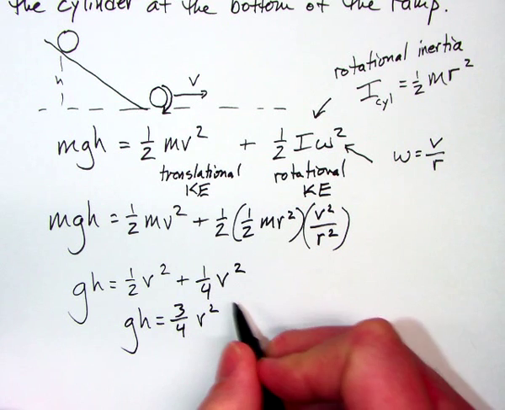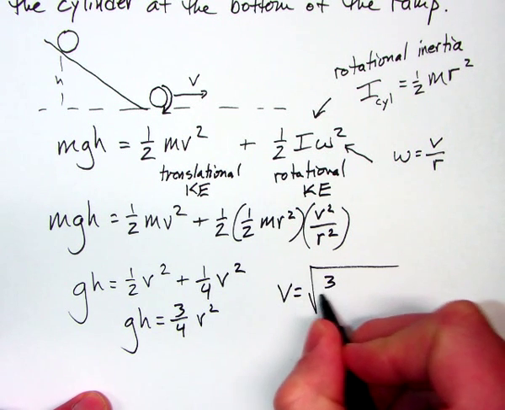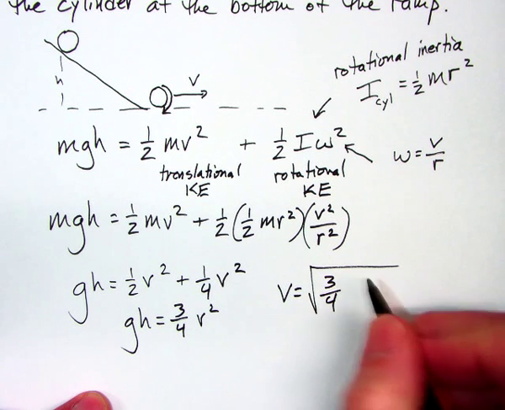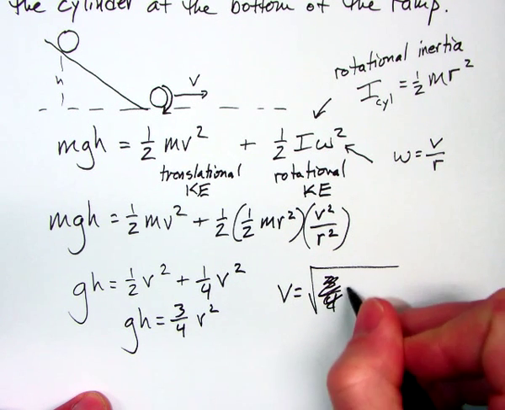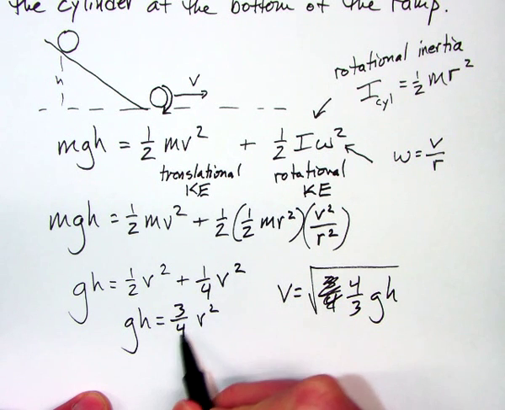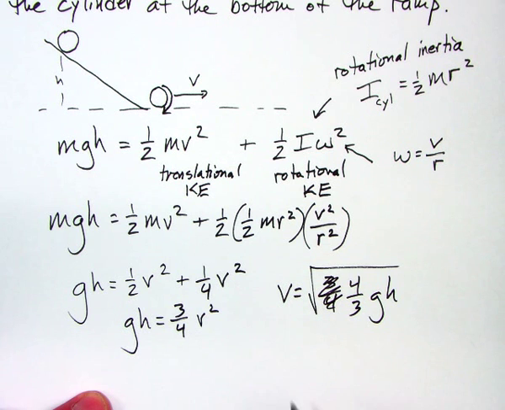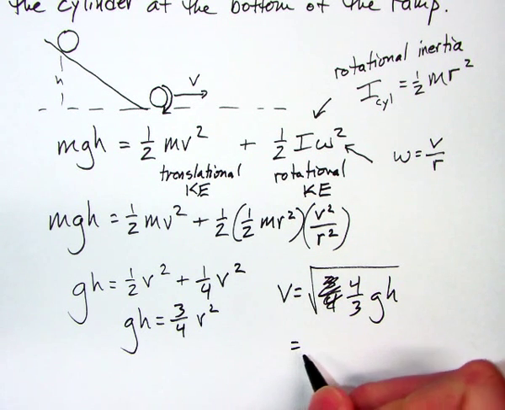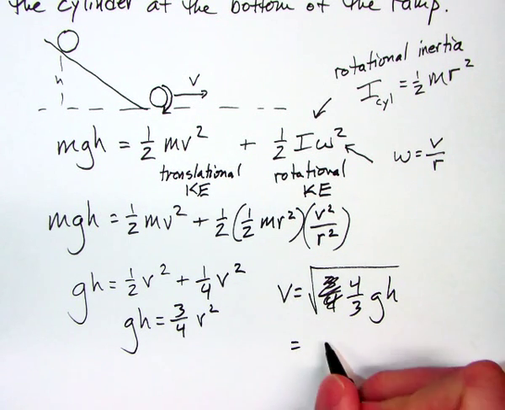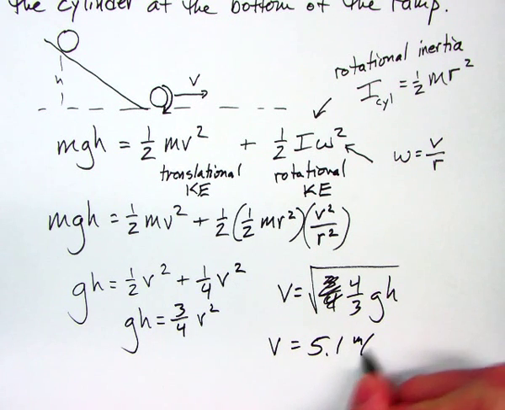Or if I solve this for v, v is the square root of 4/3 gh. I would multiply both sides by 4 and divide both sides by 3. Okay? And what is that? We get a velocity of 5.1 meters per second.